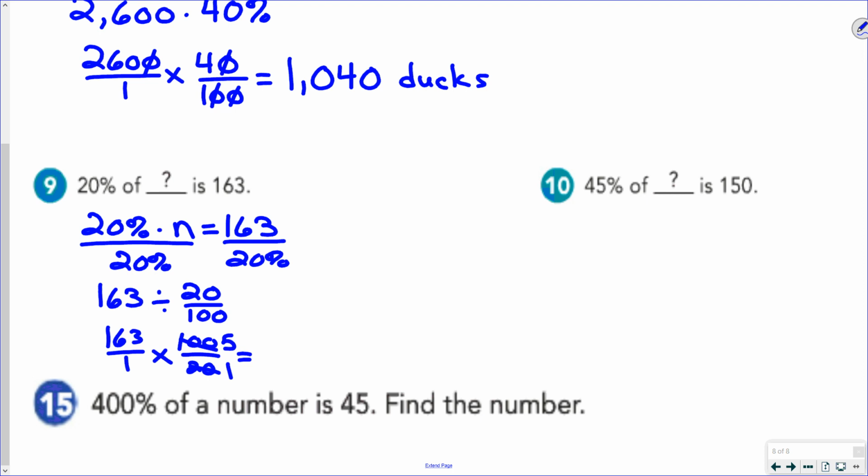5 times 163: 5 times 3 is 15. 5 times 6 is 30, plus 1 is 31. 5 times 1 is 5, plus 3 is 8. So our answer is 815.